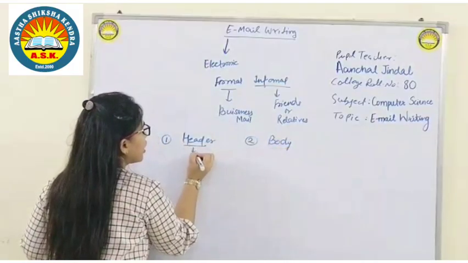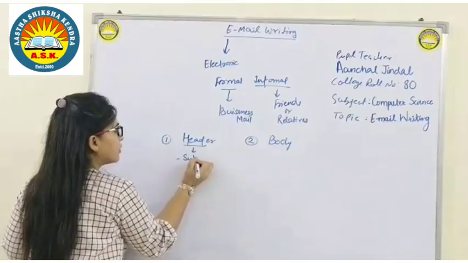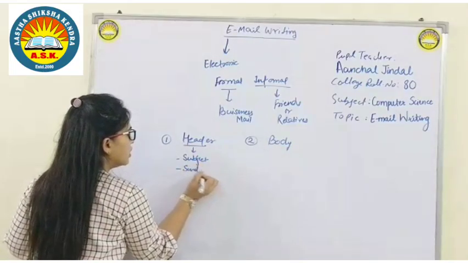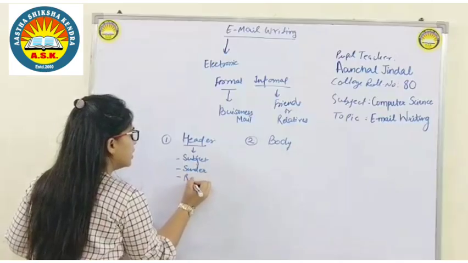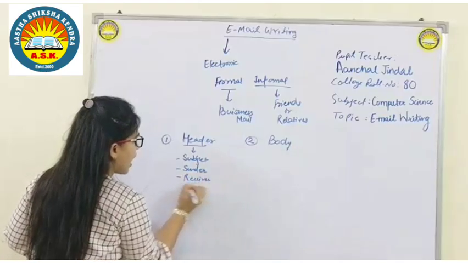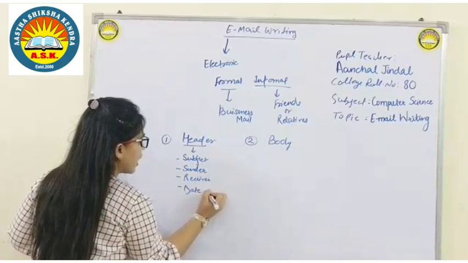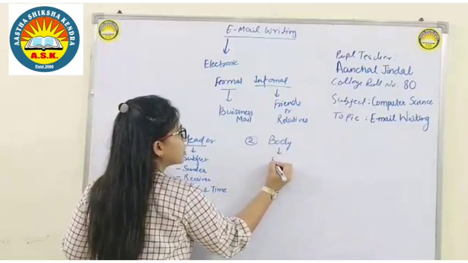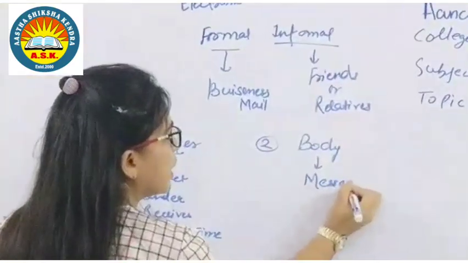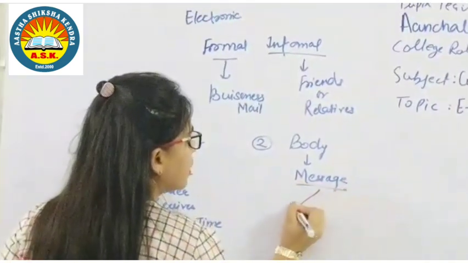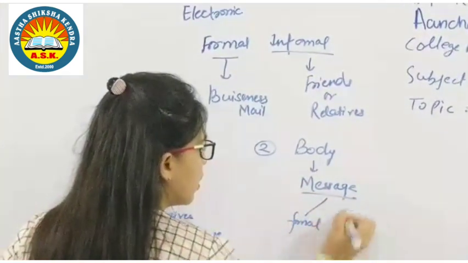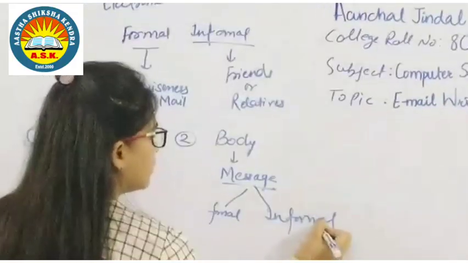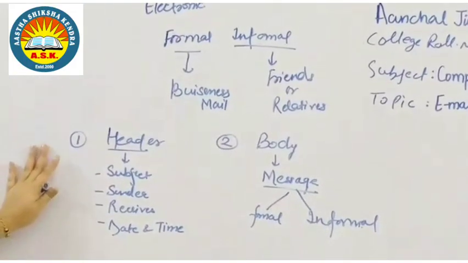In header, what all are included? Subject, sender mail, receiver mail, and date and time. In body, it includes the message of the email. Message can be further formal or informal. So this is the basic structure of email.